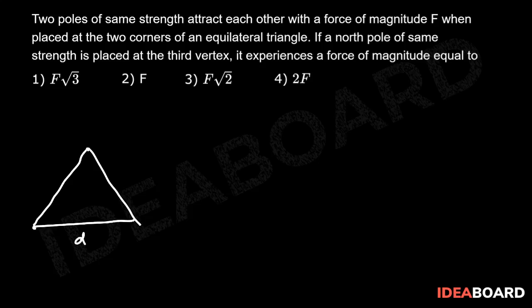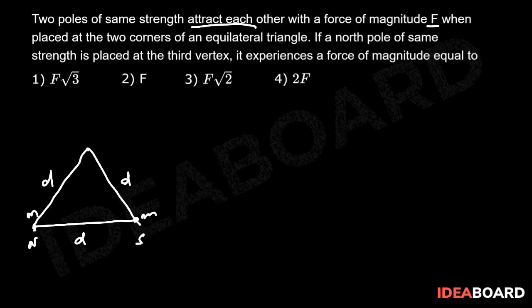take care of side d. Place two poles of the same pole strength which are attracting each other, which means that one is the north pole and the other one is the south pole. Take the pole strength of each one as m. So the force between these two is given by F.